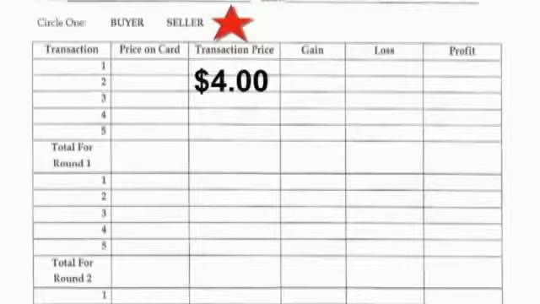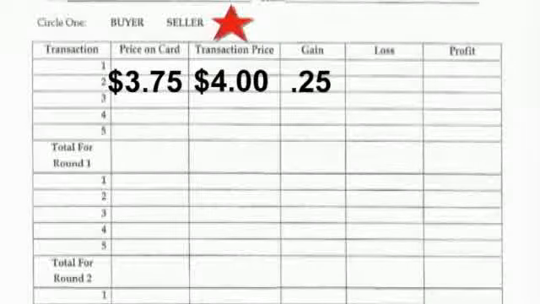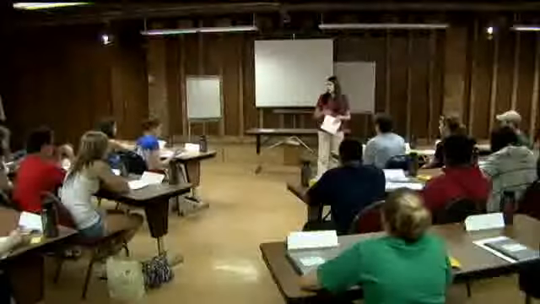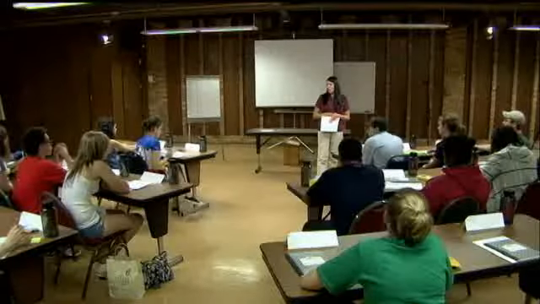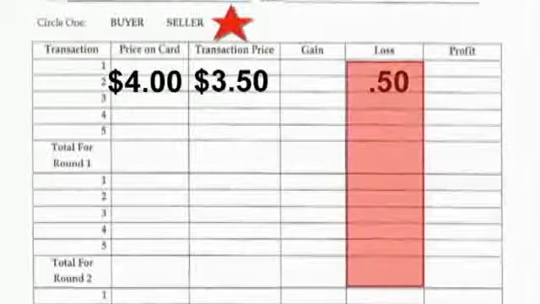Every time that your transaction price is higher than the price on your card, that's a gain for you, and we'll call that profit for you sellers. If you made a trade where your transaction price was lower, then what would the difference be called? A loss. That would go in your loss column.